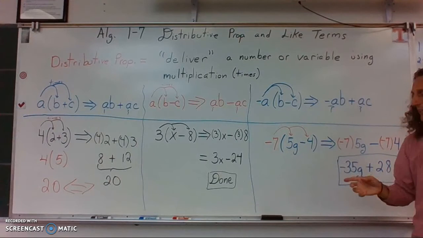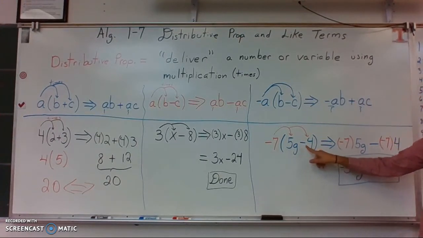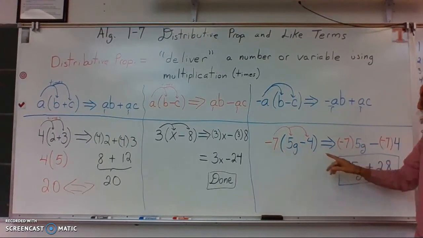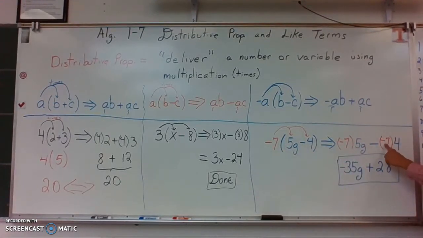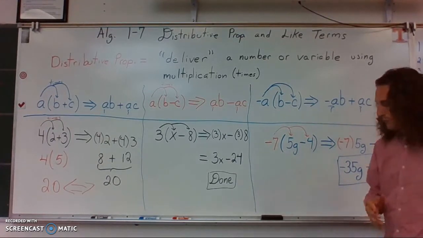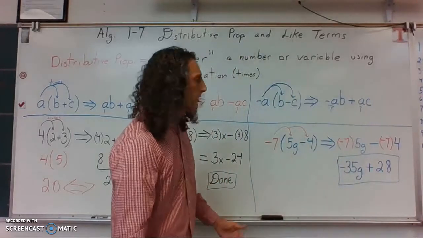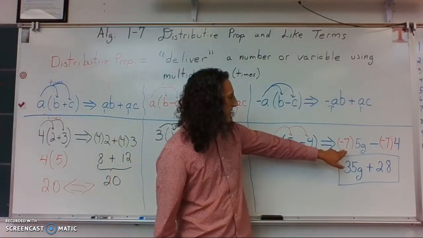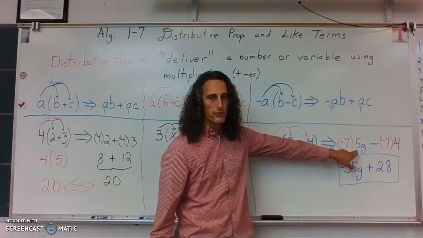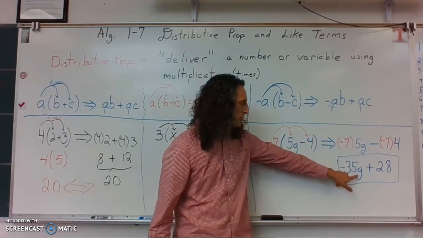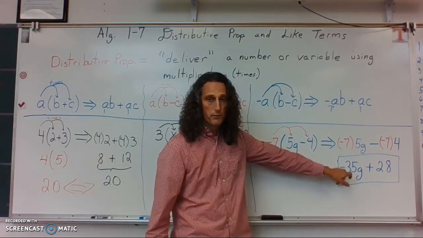Now, this is where it gets tricky. I'm going to write this as a minus sign. So that's why I kept it blue. But again, I'm passing out a negative 7. So here's my negative 7. And I'm going to times it by the 4. Now, if you go to do this math, I go negative 7 times 5 will give me a negative 35g.